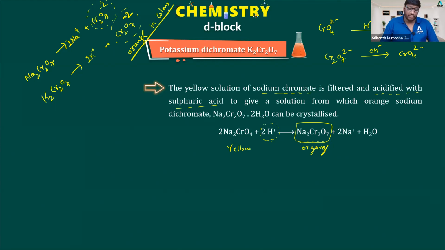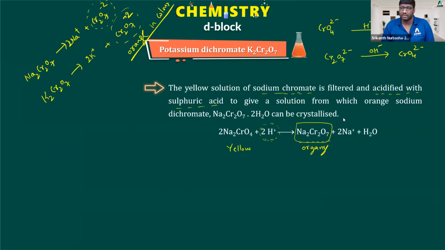Write down this point, students. The yellow solution of sodium chromate is filtered and acidified with sulfuric acid to give a solution from which orange sodium dichromate can be crystallized. Now you will be getting clarity, sir, on how we are commenting on color.